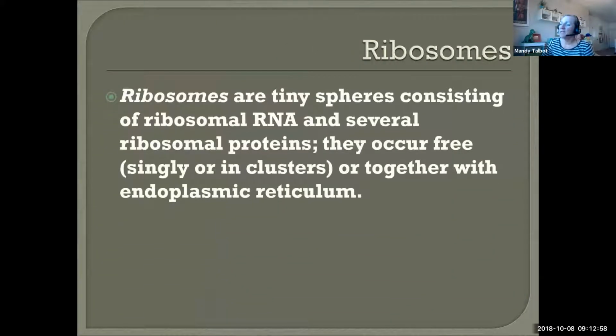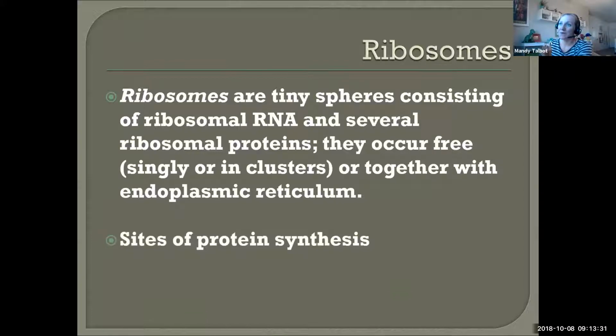All right, ribosomes. These are really important. As we go through the organelles, the focus really seems to be the process of taking DNA and transcribing it into RNA and then translating it into proteins. And the ribosomes are key here. They're the little spheres. They're made of RNA and proteins, and they're really important in this whole process of protein synthesis, or the making of proteins.